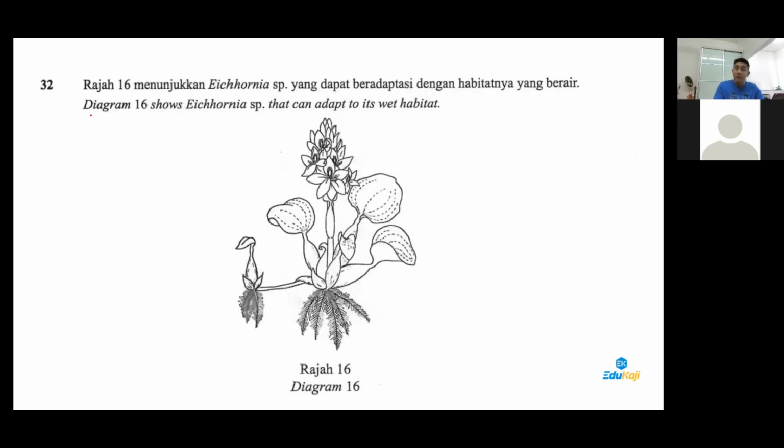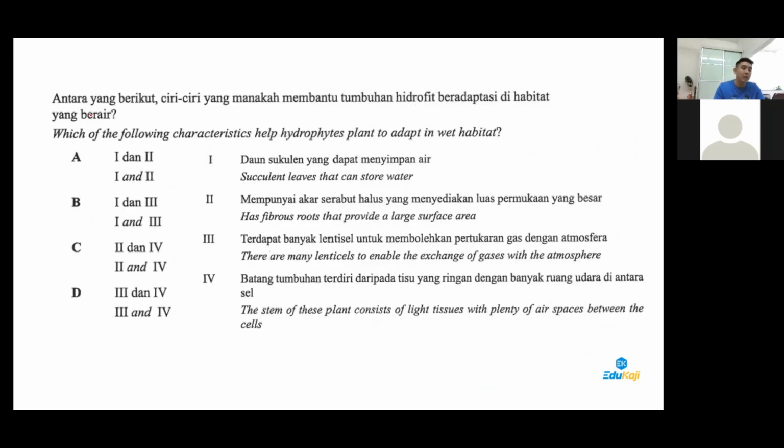Okay, 32 guys, this is exactly a water hyacinth, the one we answered earlier. So water hyacinth, guys, they want the adaptation. Succulent leaf store water, no. Fibrous root, large surface area. Many lenticels, no. Yes, so 2 and 4. C. Quite easy, guys.